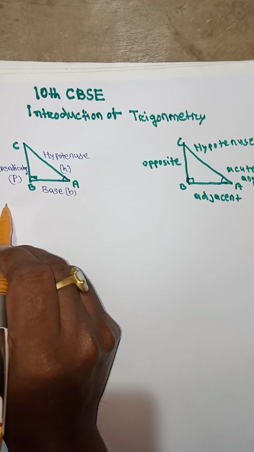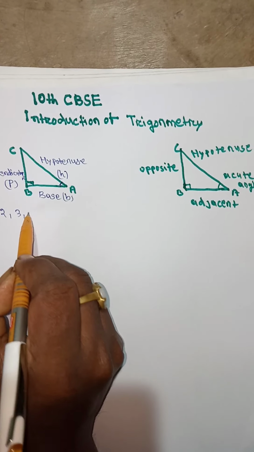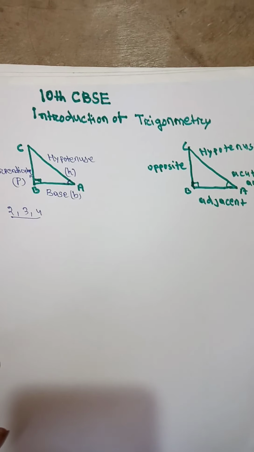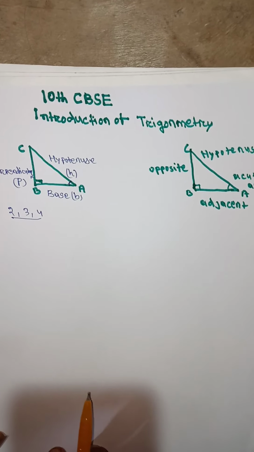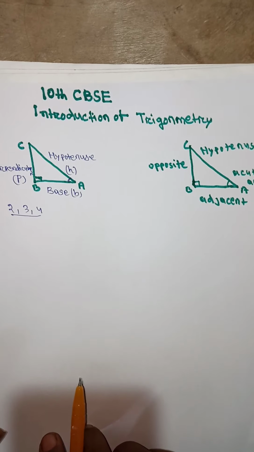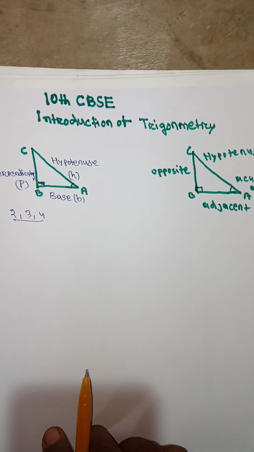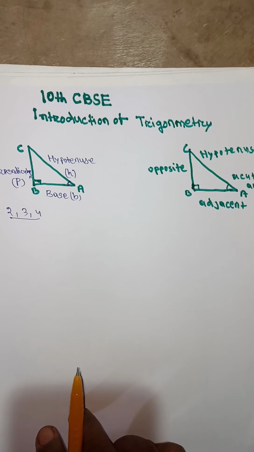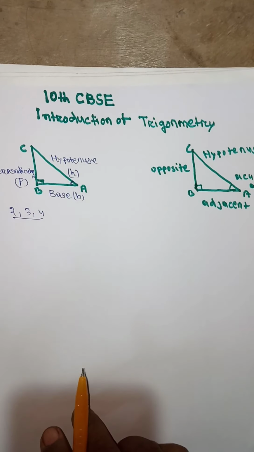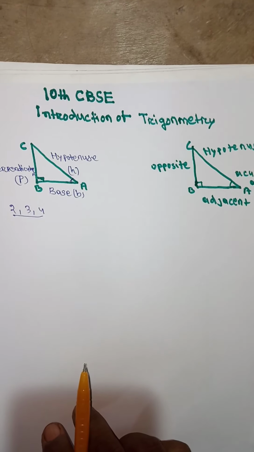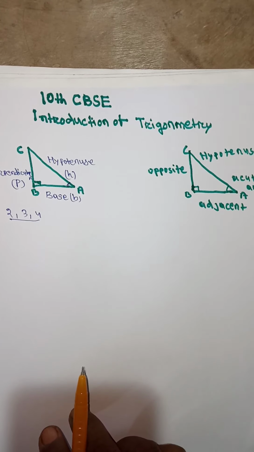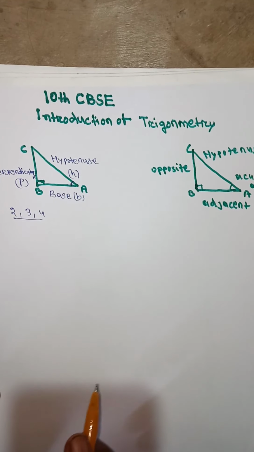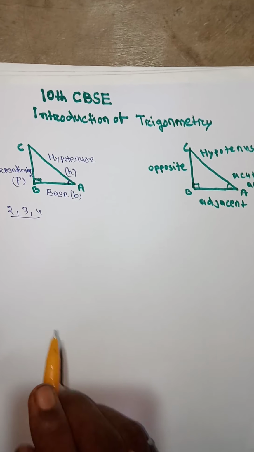You know that suppose three numbers are given: 2, 3, 4. First thing, what is a ratio? Ratio is the comparison between two numbers of the same kind by division. When we compare two numbers of the same kind by division, it is called a ratio. Ratio is one type of fraction also.